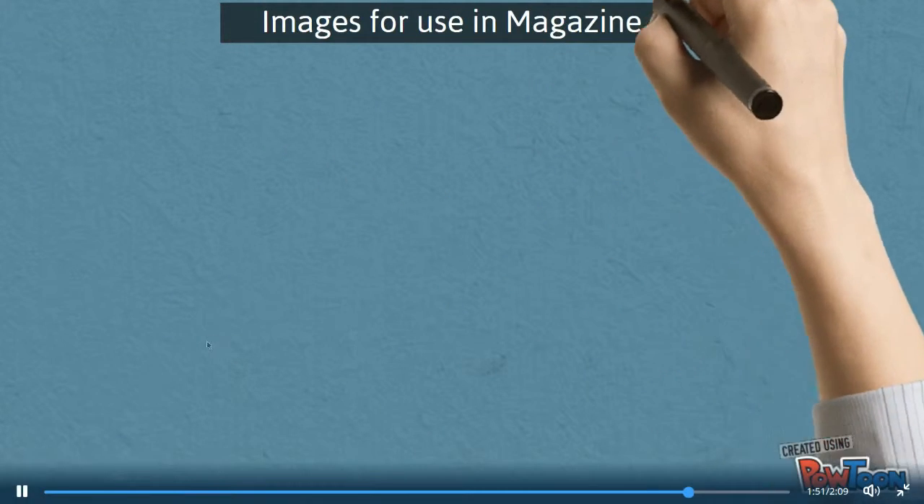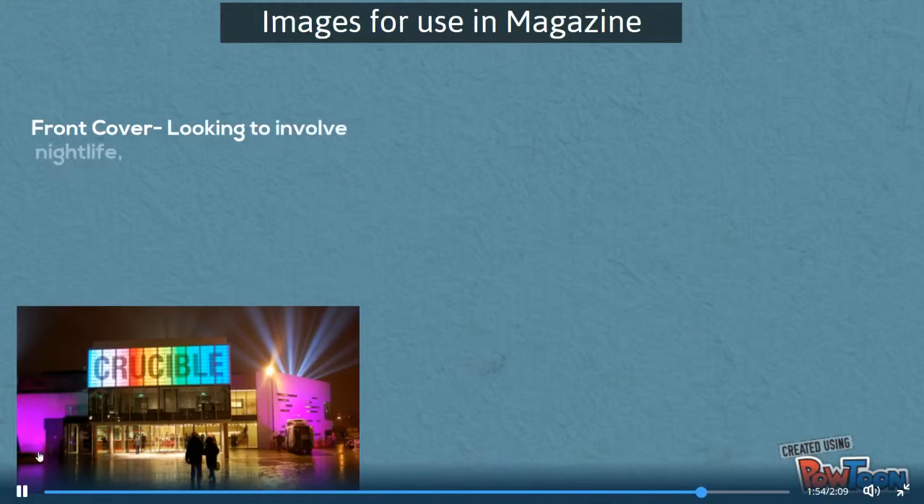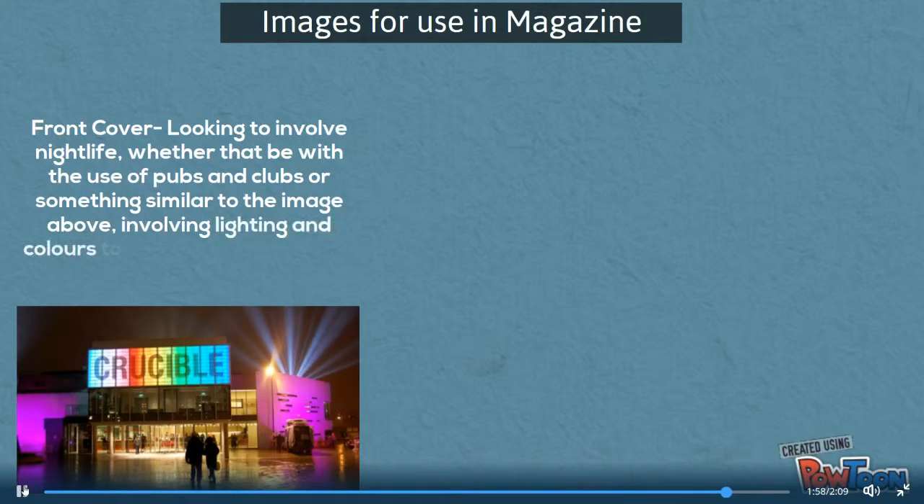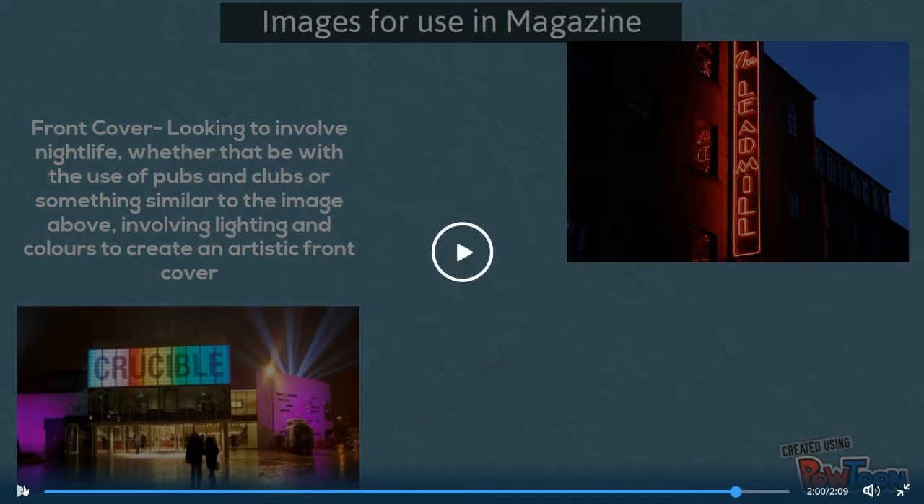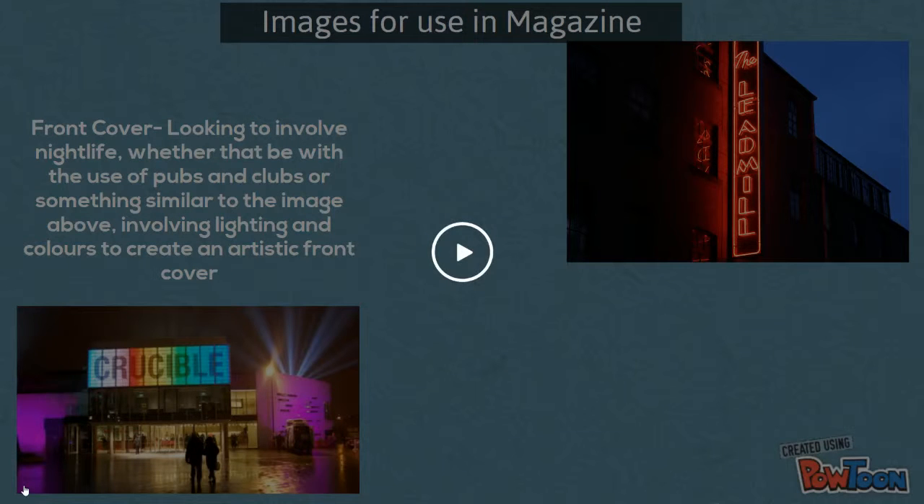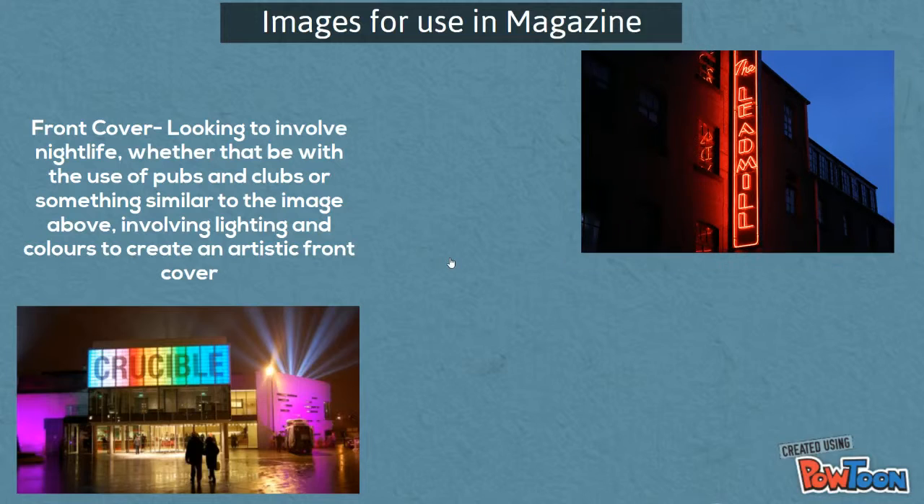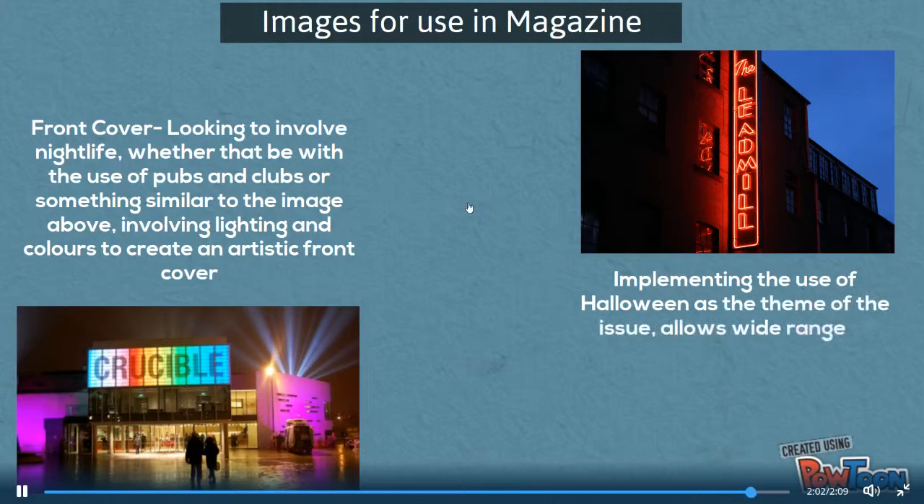Finally, I want to look at the images that I want to use in my magazine, and for the front cover, I'm looking to involve the use of nightlife. Obviously, as I've said before, nightlife is incredibly important to that audience of 18 to 40, so using places like the Crucible or the Leadmill, two places that are well known for their nightlife, whether that be for the shows at the Crucible or for the drinks and entertainment of the Leadmill. They are places that 18 to 40-year-olds would expect to be going to quite a lot.